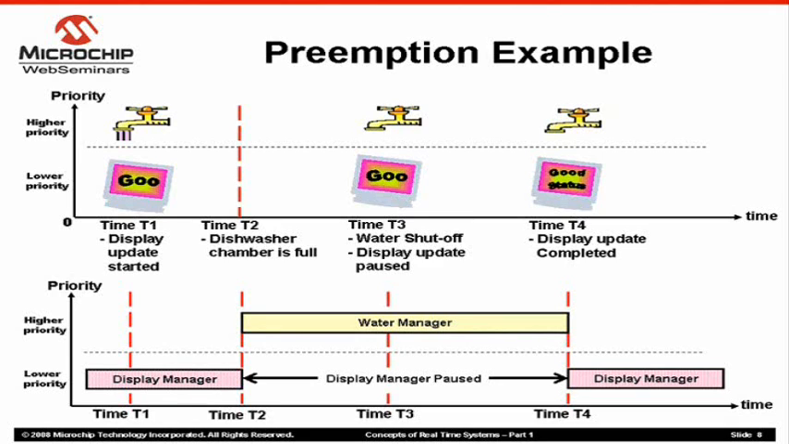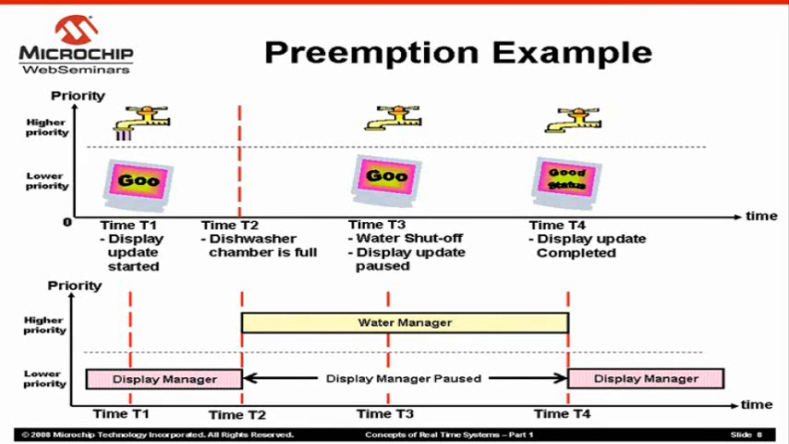As shown in this slide, consider two tasks in the dishwasher system, the higher priority water manager and the lower priority display manager. There are two figures shown on this slide. The upper figure shows visual of the two tasks in form of their function, while the lower figure shows time continuum of tasks executing on the microcontroller embedded in the dishwasher.